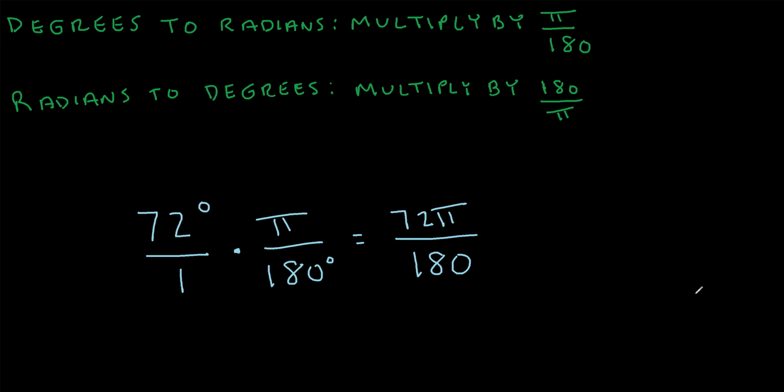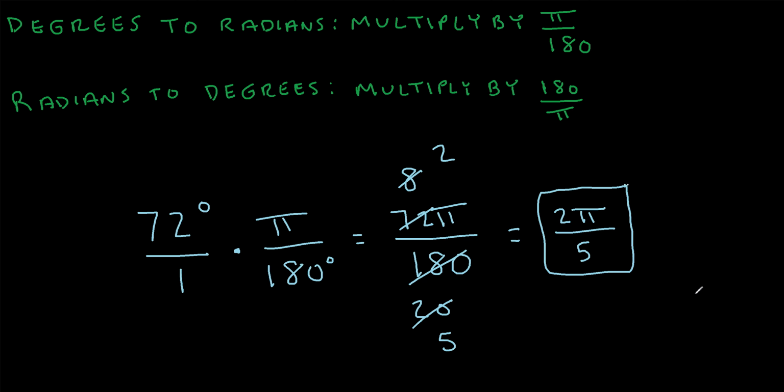So now we just need to see, can we reduce this at all? Well, it looks like a 9 would go into both of these. So if we say 72 divided by 9, that would be 8. 180 divided by 9, that's 20. So we have 8 and 20. It looks like we can further simplify. So 8 divided by 4, that's 2. 20 divided by 4 is 5. And it looks like that will be our final answer. So up top we have 2 pi. And in the denominator we just have a 5. So 2 pi over 5. That's what 72 degrees is in terms of radians.